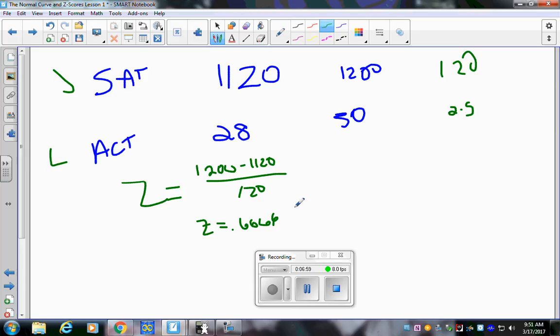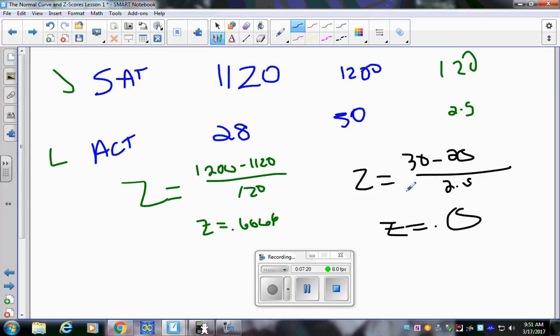Now, Lewis's z-score. Lewis got a 30, the average is 28, and the standard deviation was 2.5. So we have 2 divided by 2.5, and his z-score is 0.8. That means Lewis did better. Once again, both scored above average because their values are higher, but you have to take everything else into account. When you compare Lewis's score to the average and all the other students that took the ACTs, he scored higher than John did. So this is how we're comparing apples to oranges. Otherwise, we can't really compare ACTs and SATs. That is all.